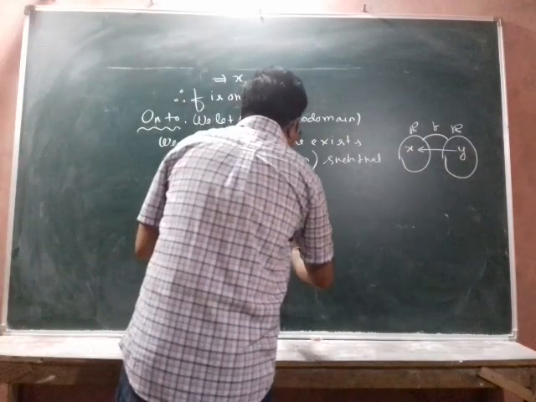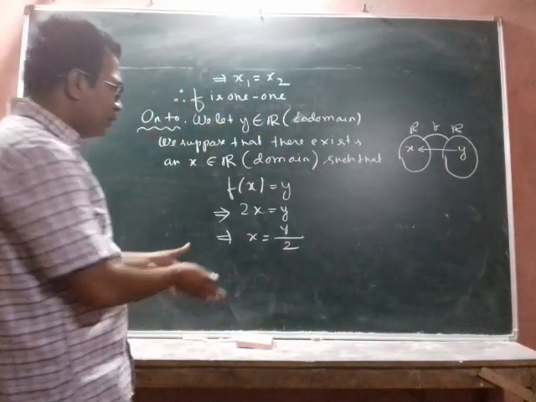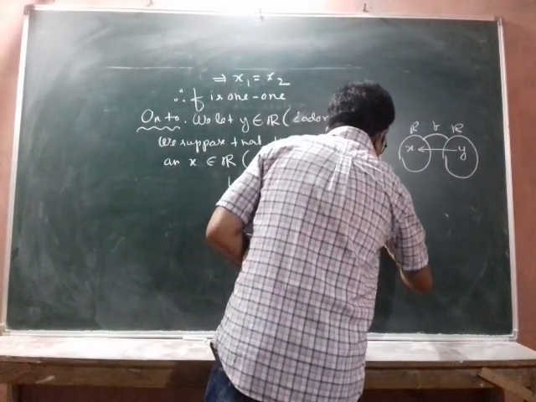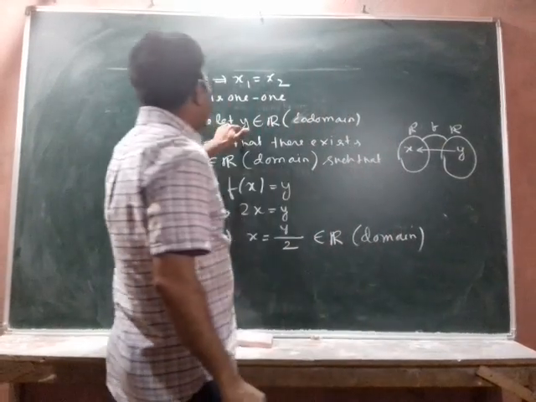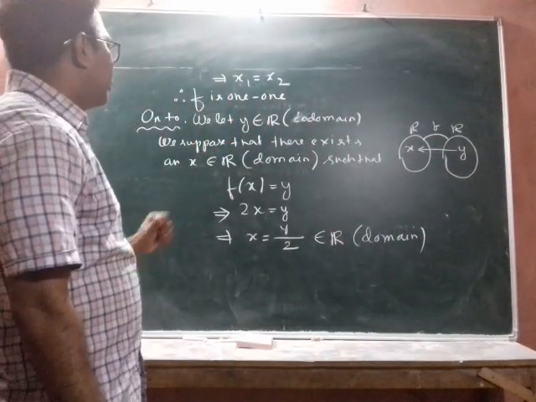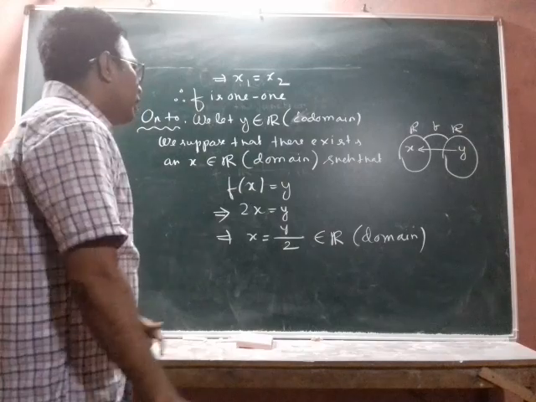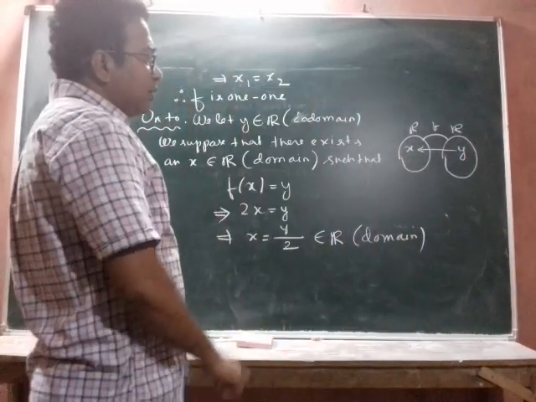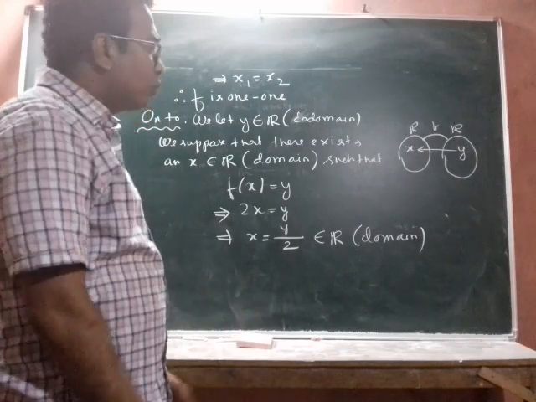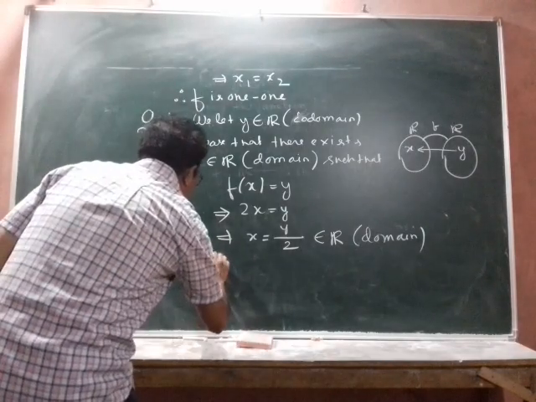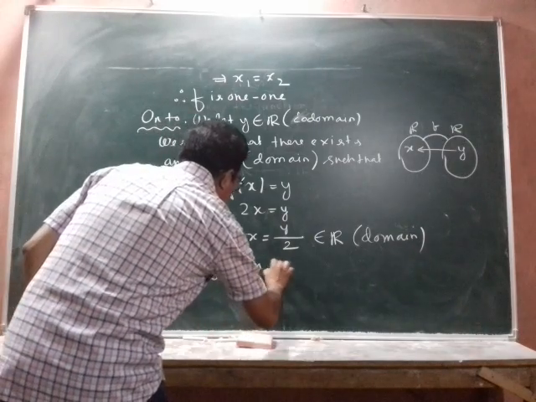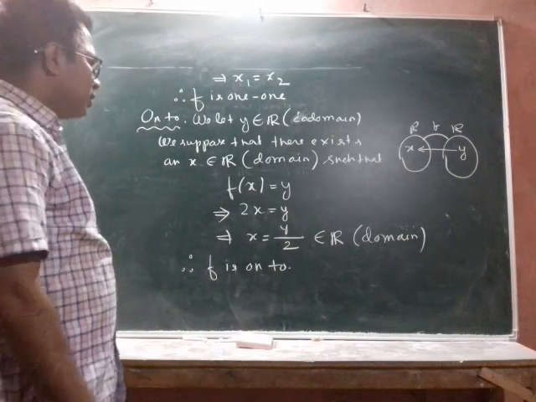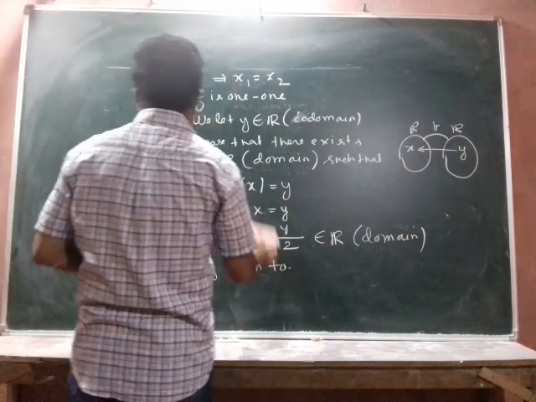So clearly, whatever the value of y, it does not matter. If it is divided by 2, it is always a real number which belongs to the domain. So as we are taking y as an arbitrary element from the codomain, and we are able to find its pre-image, every element of the codomain is an image. That is, here the range and the codomain are equal. So f is onto. So we can say this is also bijective because it satisfies all the conditions, 1-1 and onto.